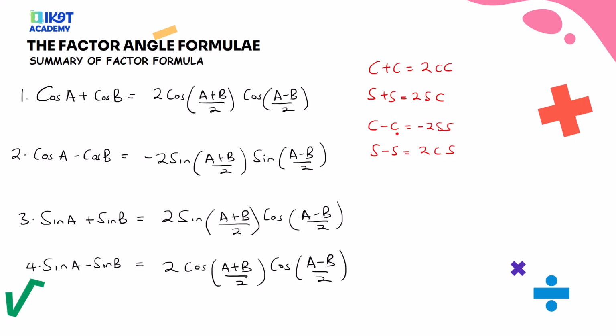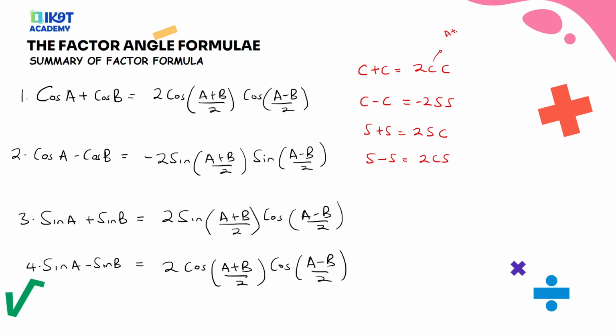Then for subtraction of two cosines, you're seeing it's -2 sine, and after this, the first one is going to be (a plus b) out of 2, and the other is going to be (a minus b) out of 2, where here is a and this is b. So this is a summary of the factor formulae.